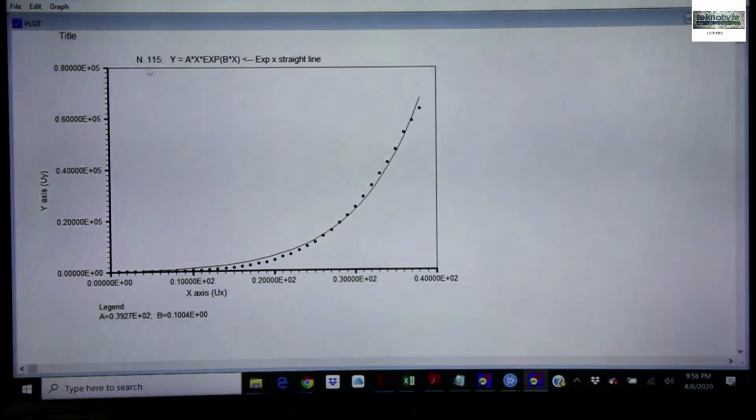In other words, this function is: the number of cases is equal to 39.27 times the time on the x-axis, times e raised to 0.1004 times the time. And this is now going to be the mathematical expression that we are looking for, that best fits the data that we have obtained for the do nothing case.